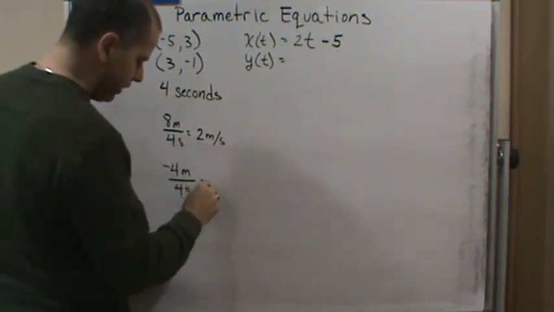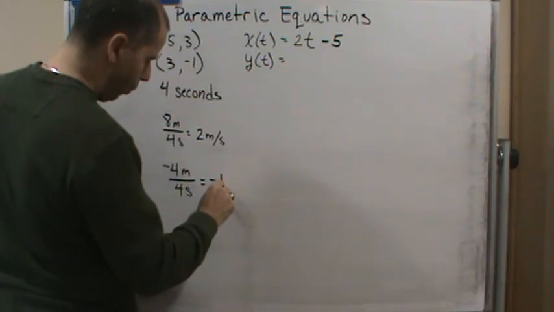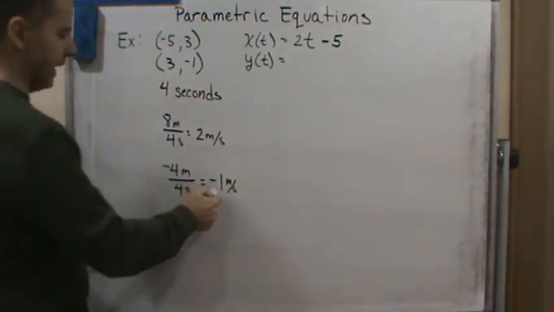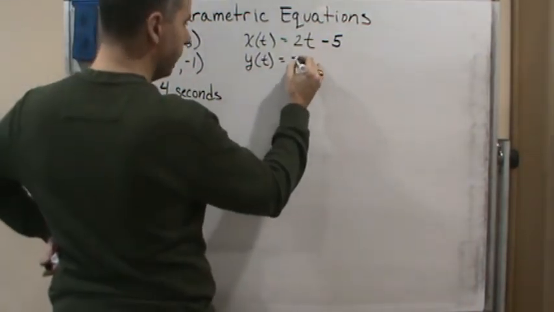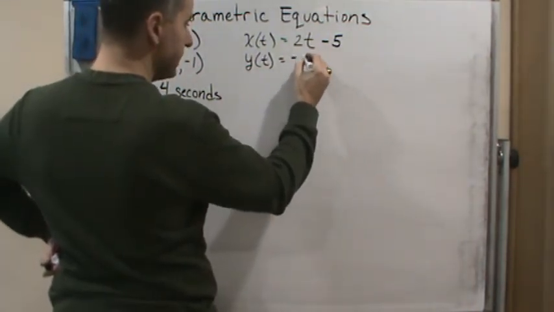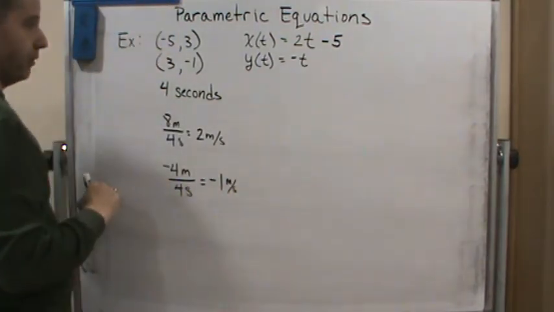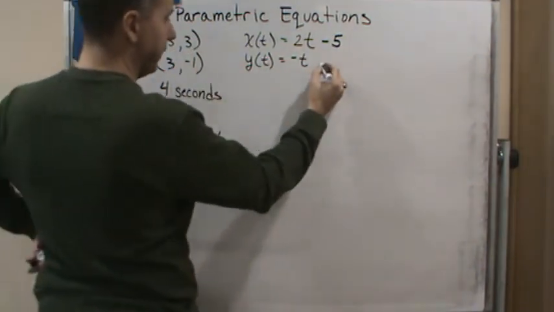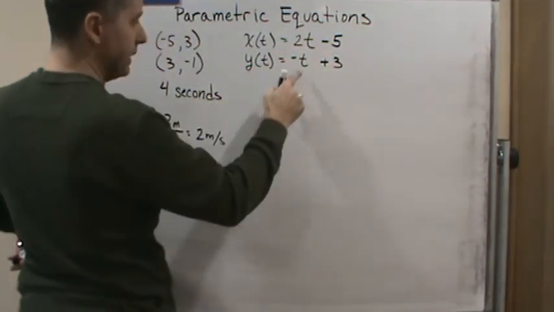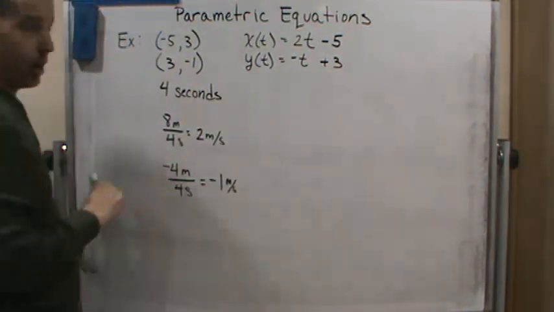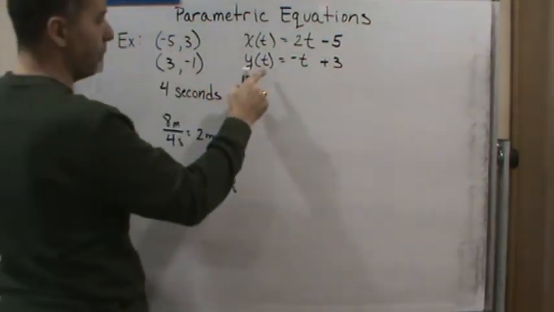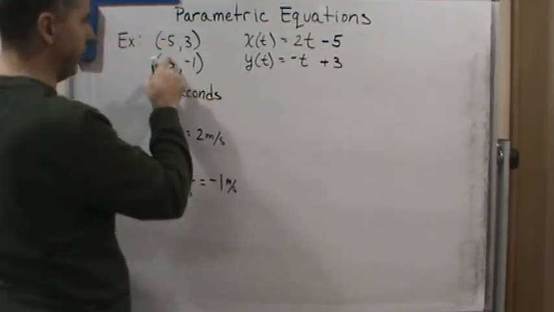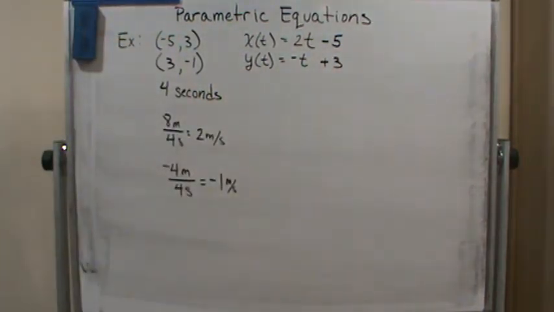So this is going to give us -1 meter per second, and that's going to be the slope of this line. So this is going to be negative t, and then where are we starting? We're starting at 3, so this is going to be plus 3. When t is 0, we start with 3, and that's our starting point. So when t is 0, we get -5 and 3, which is what we want. Okay, so far so good.